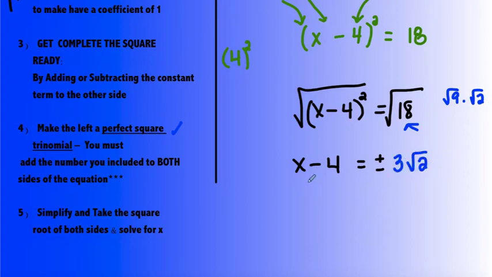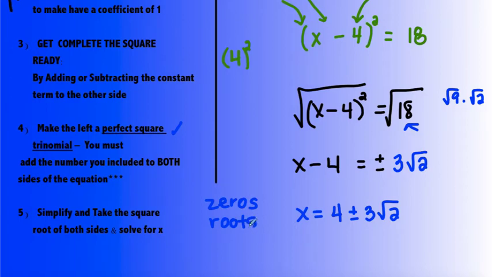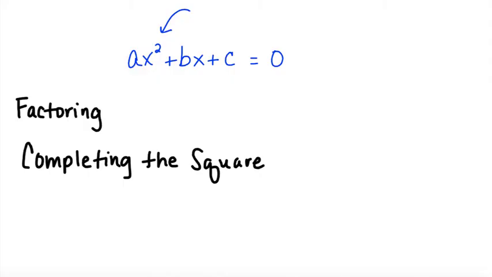All right, now to solve, we bring the 4 to the other side, but we always want to put it in front of the plus minus. So x equals 4 plus or minus 3 root 2. And that is the solution to our quadratic equation. So that is our two zeros, or we could also call them their roots, or our x-intercepts if it has them. All right, so now I want you to try the process.